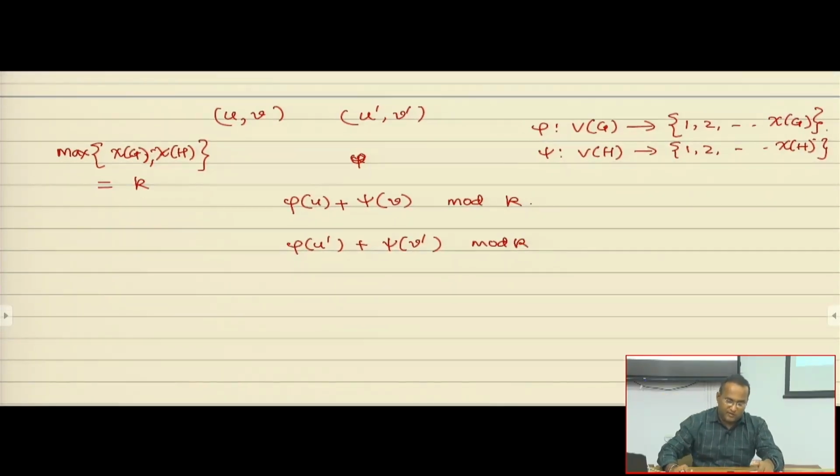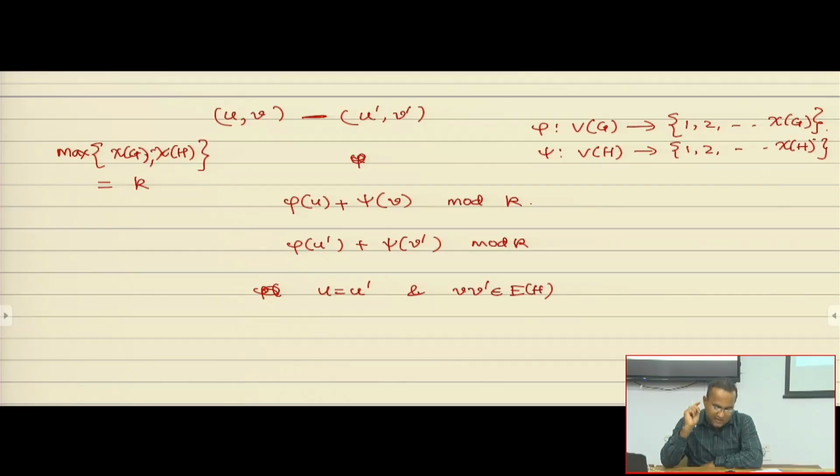What will happen? In this case, you can think of, let us say, u equal to u dash. The vertices are adjacent, right? Let us say when these two will be adjacent, if u equals u dash and v v dash is an edge of H. Then, let us say this is my a and this is b. What can we say about a minus b in this case?